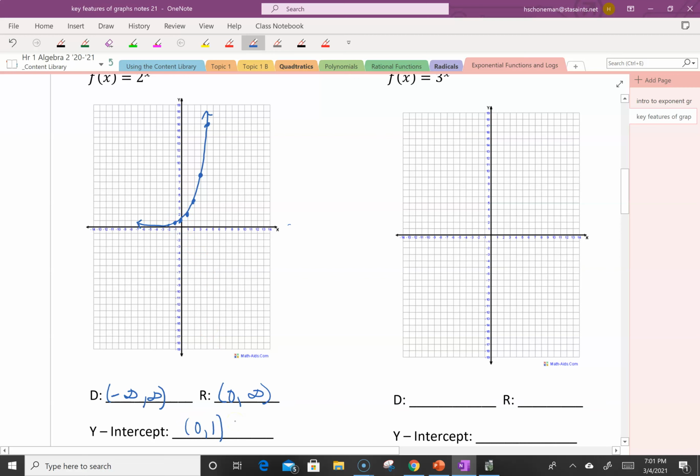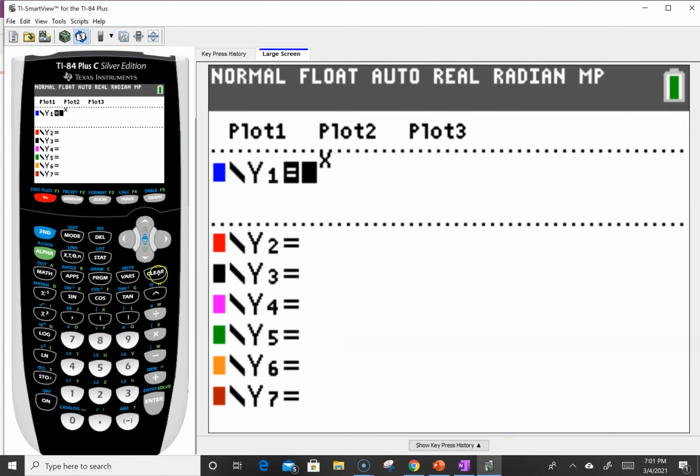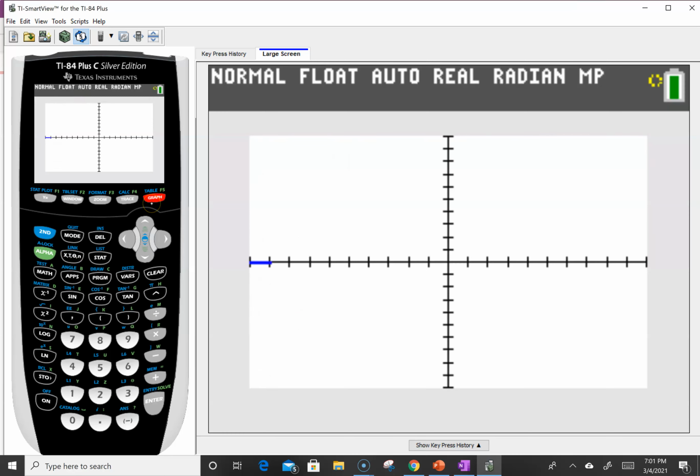Okay, I like to call these parent functions the base model. That's where we're starting at. Okay, so now let's do f of 3x. So we go back to our graph. We're going to clear this out. So we have 3 caret x. And now we can hit the graph button because we already set it to a standard window.